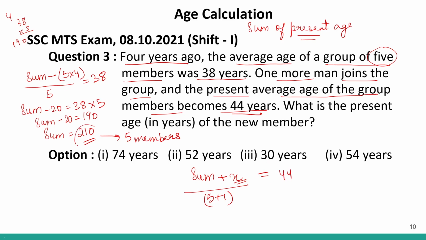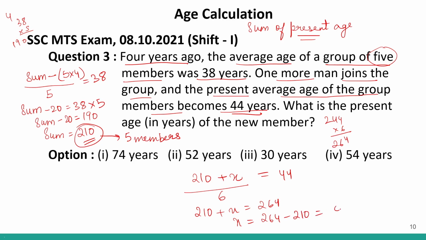This is given in the question. So, we can already substitute the value of sum. The sum of the present age of the 5 people is 210. Correct? The age of the new person that is being added, we don't know. And over here, total we have 6 members. So, this will be the equation. If I solve this equation, 210 plus x will be 44 into 6. So, 44 into 6 will be how much? 264. So, what will be the age of this person x? It will be 264 minus 210, which will give us 54 as the answer.